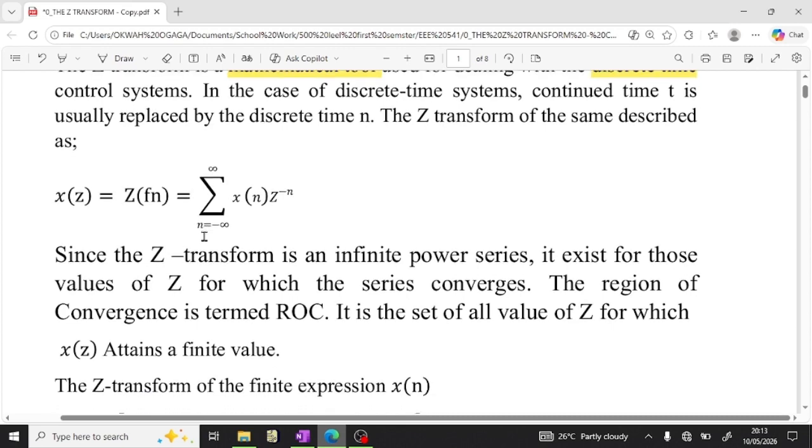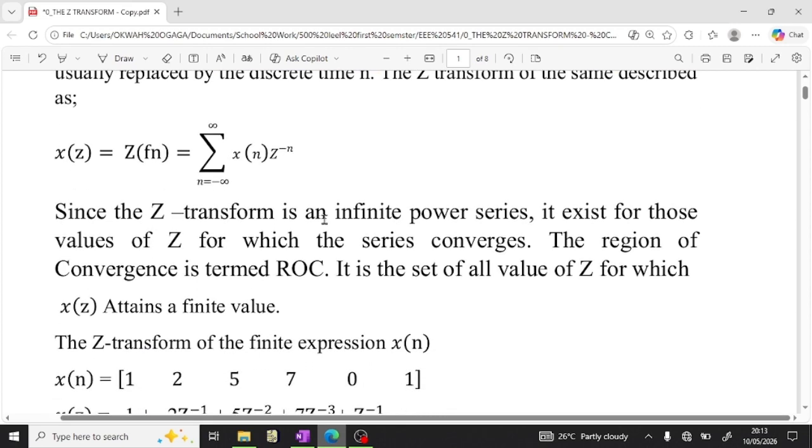Now, since the z transform is an infinite power series, because n is going from negative infinity to positive infinity, and we have z raised to the power minus n, the z transform is an infinite power series and it exists for those values of z for which the series converges. Now, the region of convergence is termed as ROC.